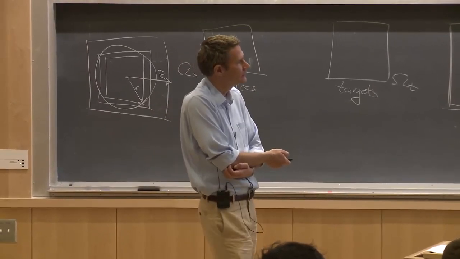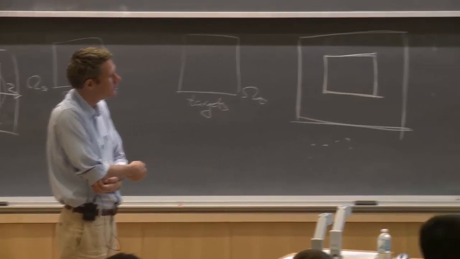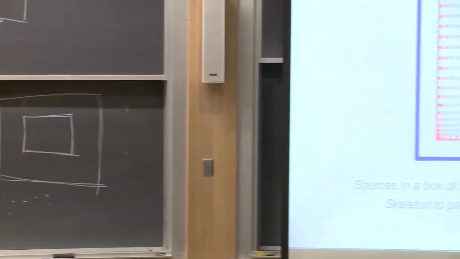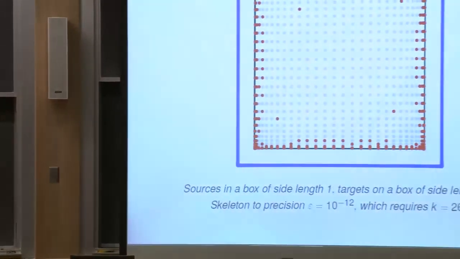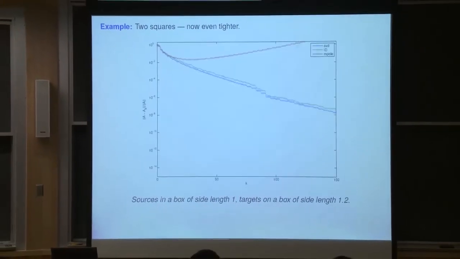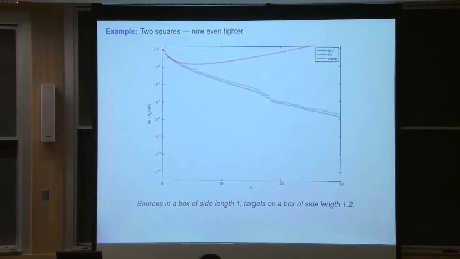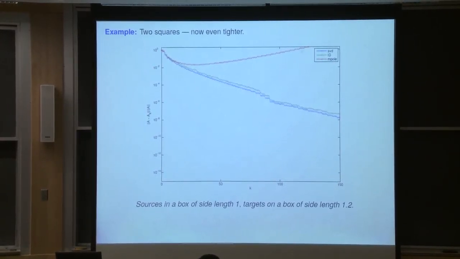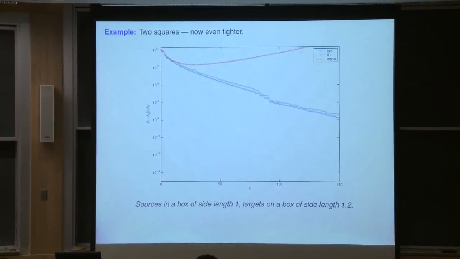Right, okay, so let's look at this. Here are the skeleton points. Now I need 260. I started with 45, then it went up to 108. Now I need 260, but things still work. That's the fast multipole method. The multipole expansion does not converge. It starts to converge a little bit, but then it's a divergent series expansion. So in this case, you really need to do numerical compression. If you do numerical compression, everything works just fine.